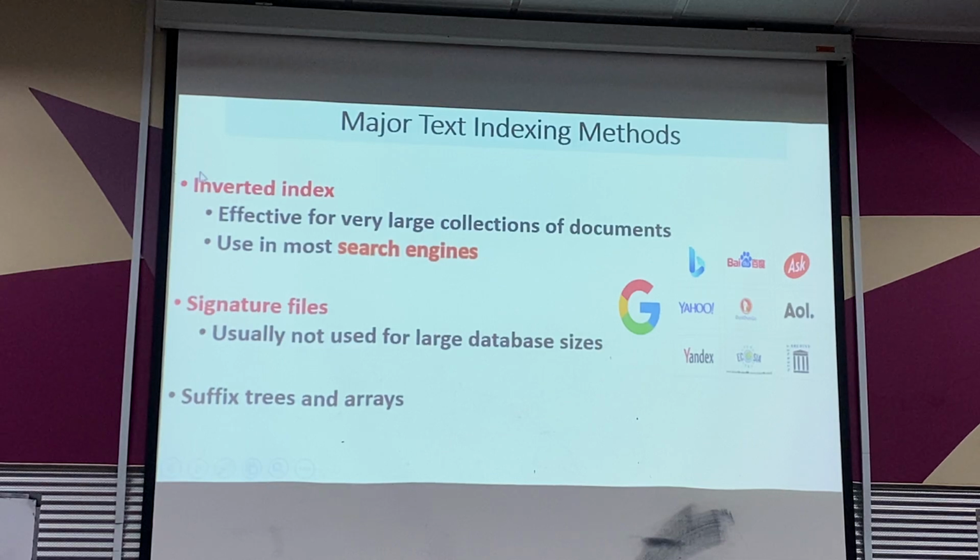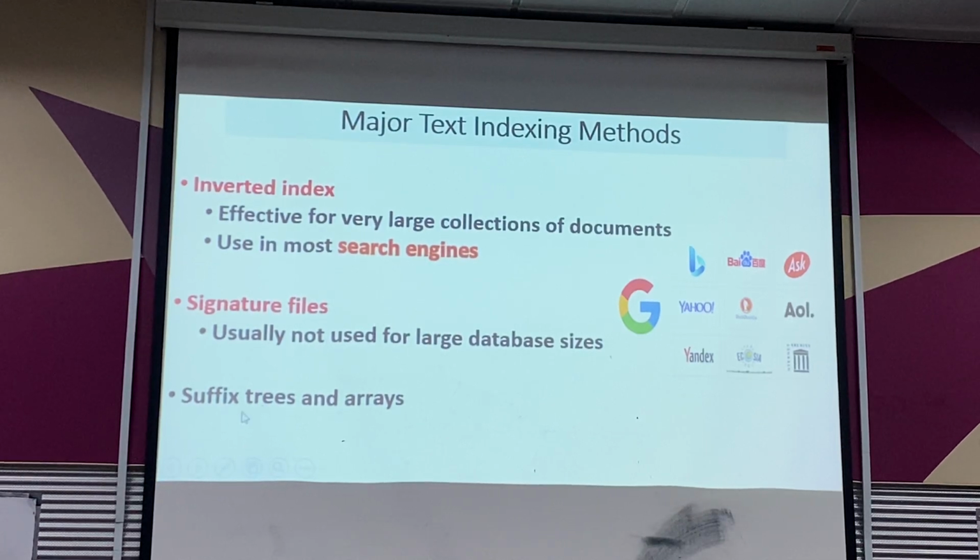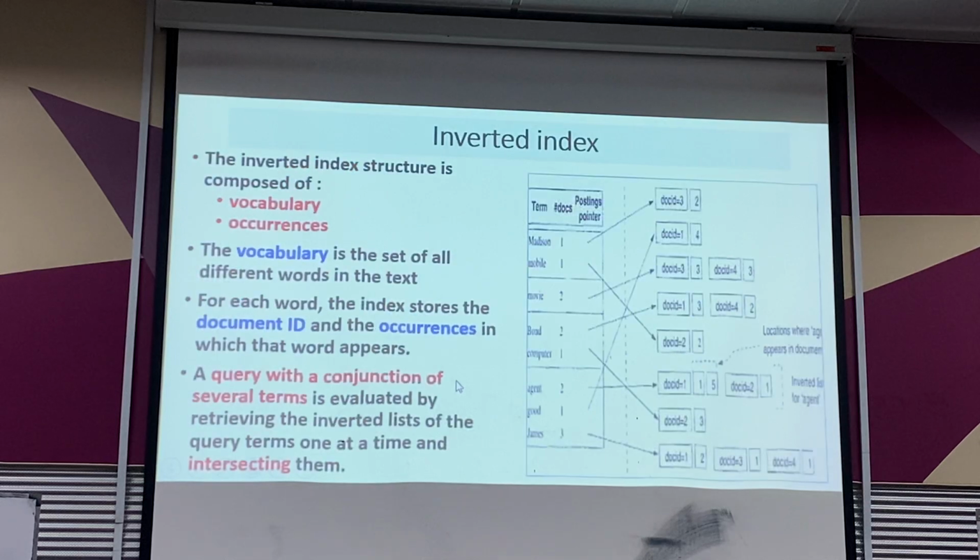So an index is effective for a very large collection of documents, and most search engines use it. A signature file is usually not used for a large database, but used for antivirus most of the time, because it only uses the header of each file. Then after that, there are suffix tree and suffix array. These are all new terms for you, but don't worry. I have a video to play for you.